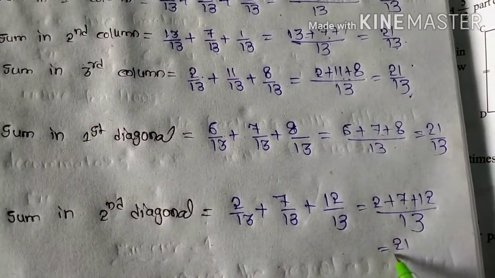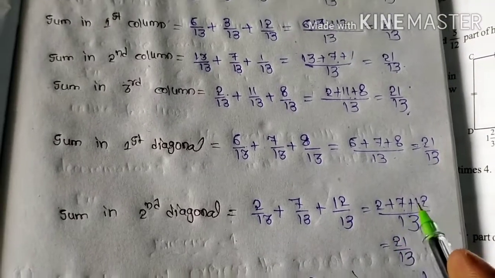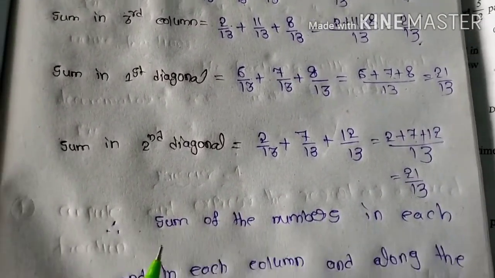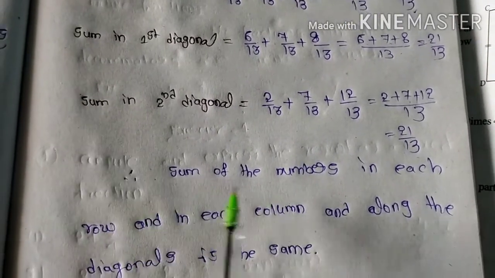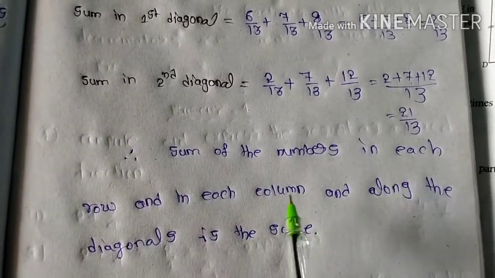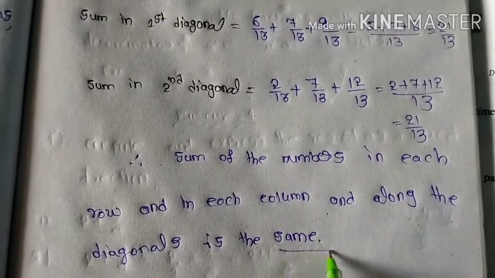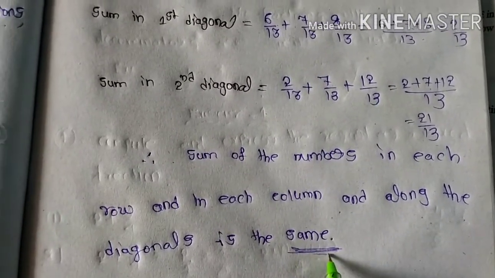21 by 13. Once you observe here, all the rows, columns, and diagonals are equal to 21 by 13 or not. So that you can write it. Therefore, the sum of the numbers in each row, in each column, and along the diagonals is the same. That means here equal. This is your answer.